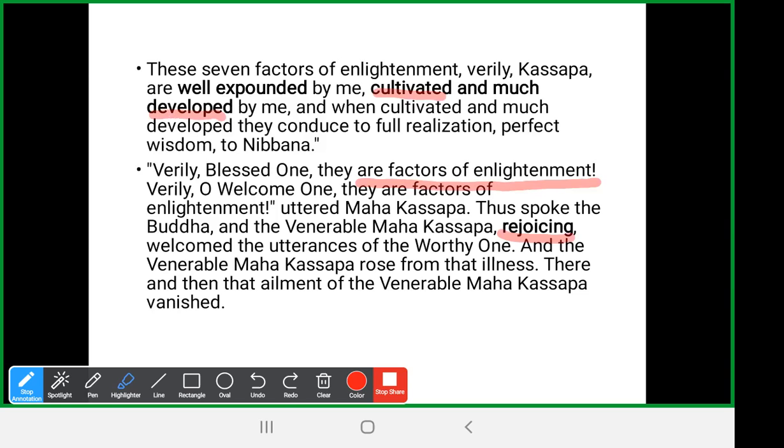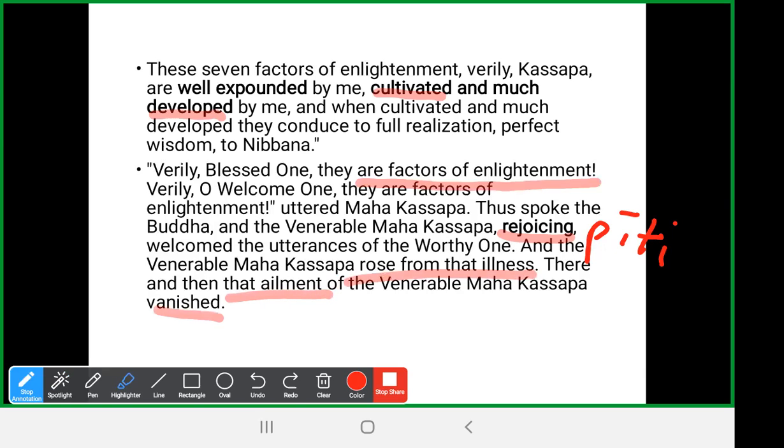this means that he had piti. We call it Dhamma piti. This, one of the factors of enlightenment, already appears here. You can see it very obviously, the piti comes up. And then what's the result? His sickness totally disappeared. He arose from that illness and the ailment vanished.